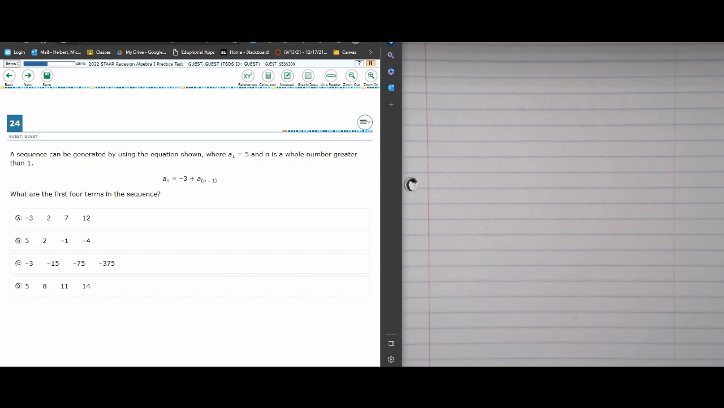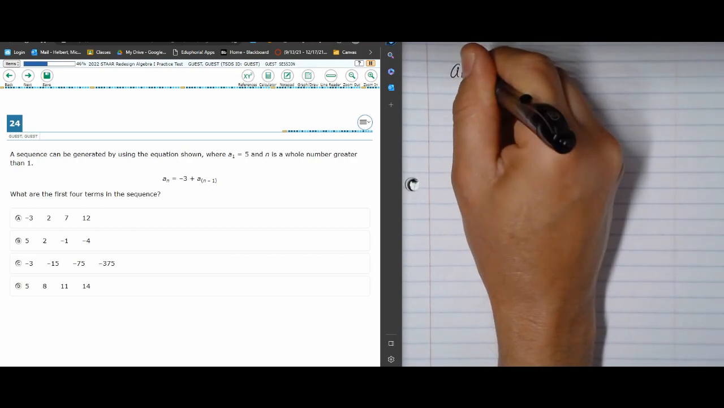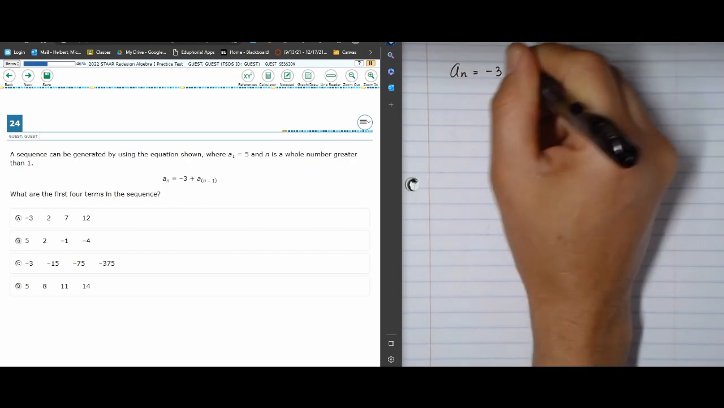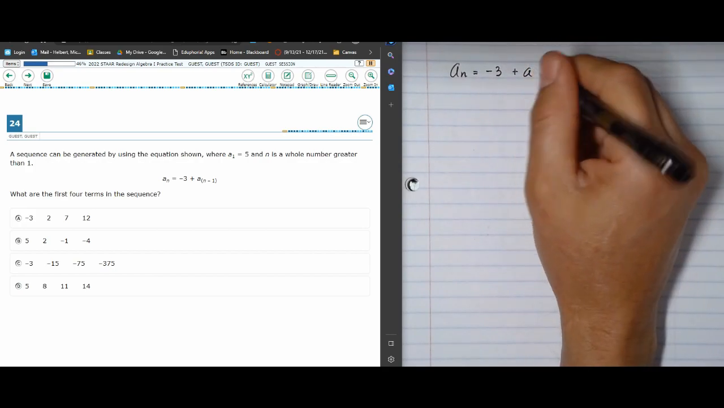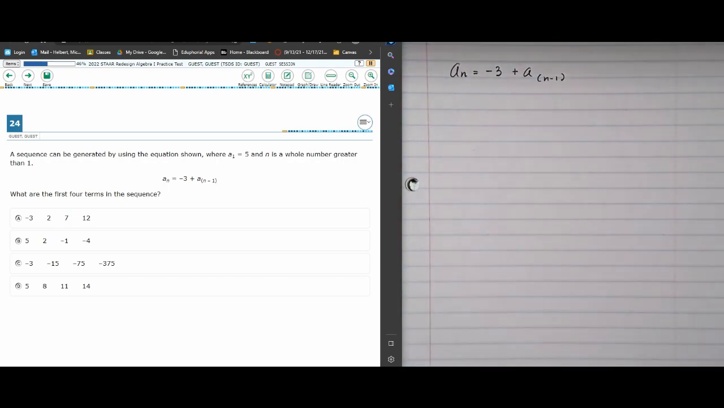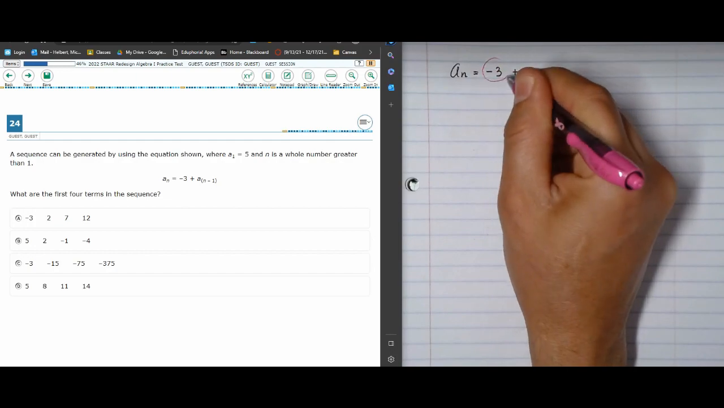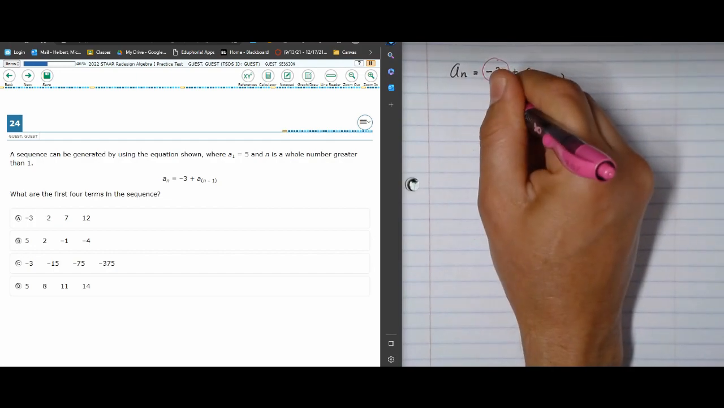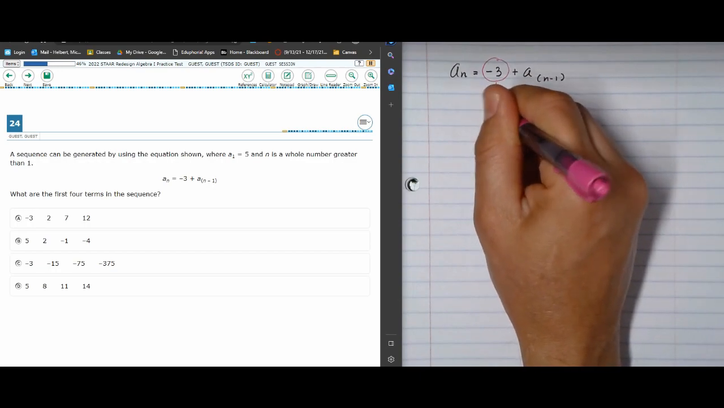Okay, well, what I want you to remember is, when we're looking at a problem like this, for instance, I have a sub n is equal to negative 3 plus a sub n minus 1. Now, we could use this formula here, but remember whenever we're working on these, when you see a formula like this right here, remember that this is either going to be your common ratio or common difference. So in this case, this is actually going to be a common difference.